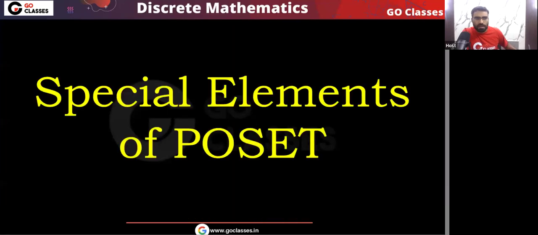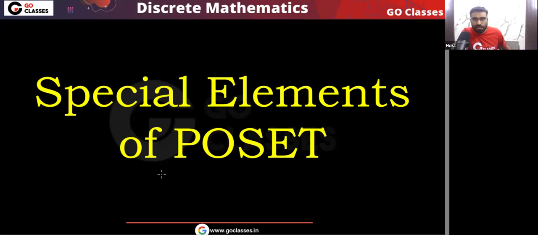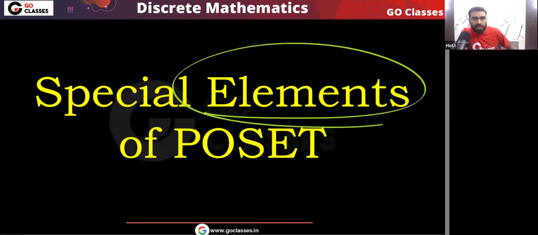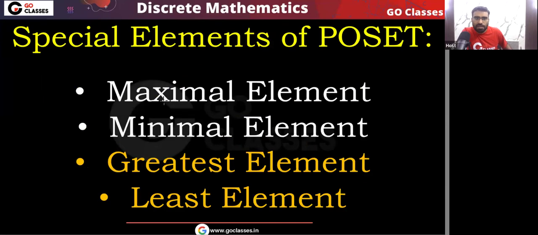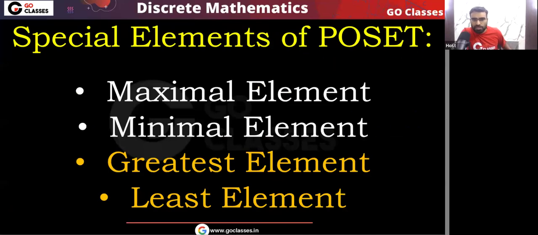Okay, now let's see the next topic, that is special elements in POSET. There are some special types of elements that we will discuss. These are maximal element, minimal element, greatest element, and least element. These are special elements of a POSET.